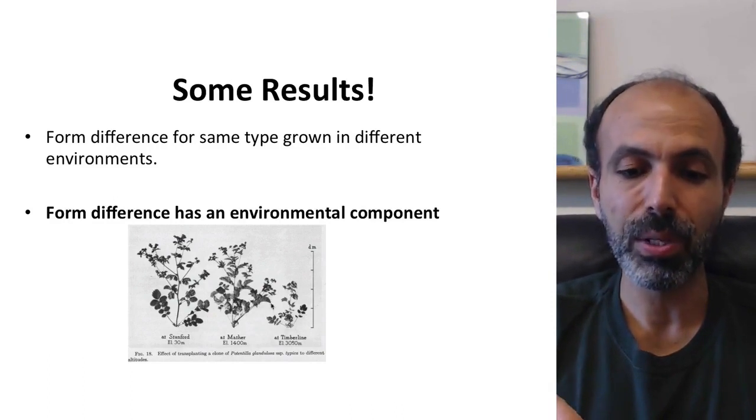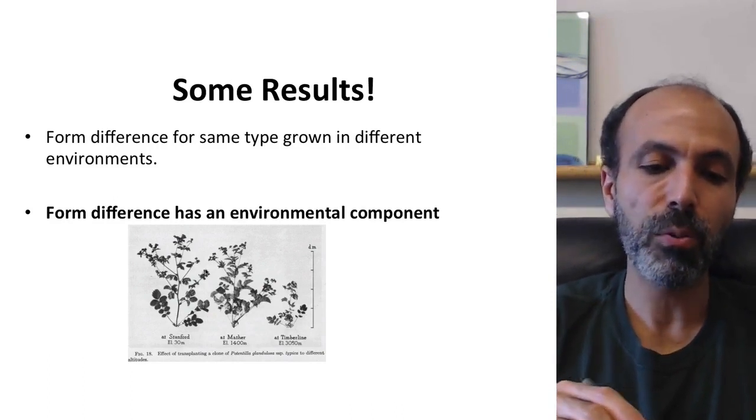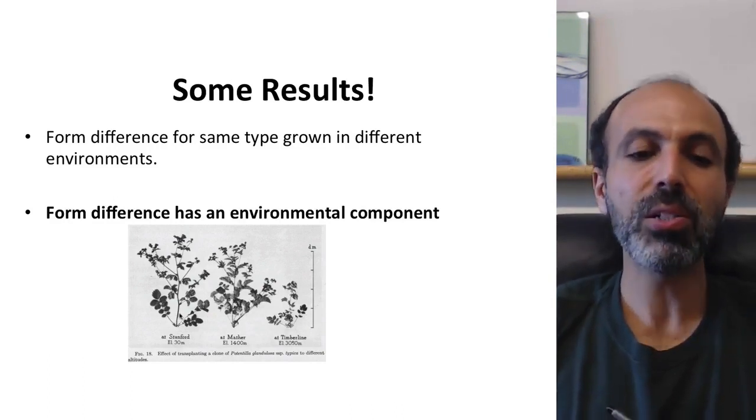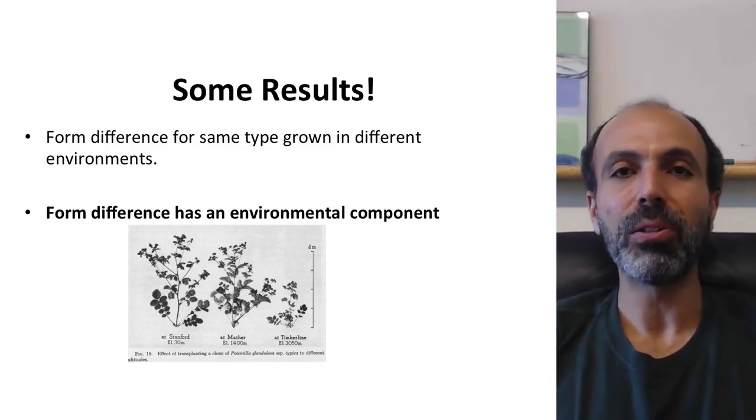And you note again, the Timberline ones are quite small. The Stanford ones are much bigger and bushier. This suggests this form difference does have an environmental component.